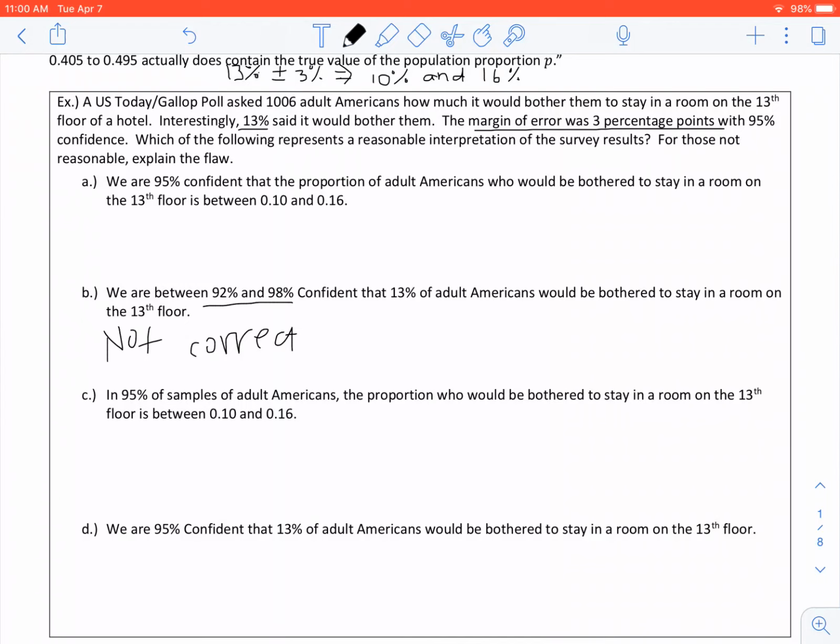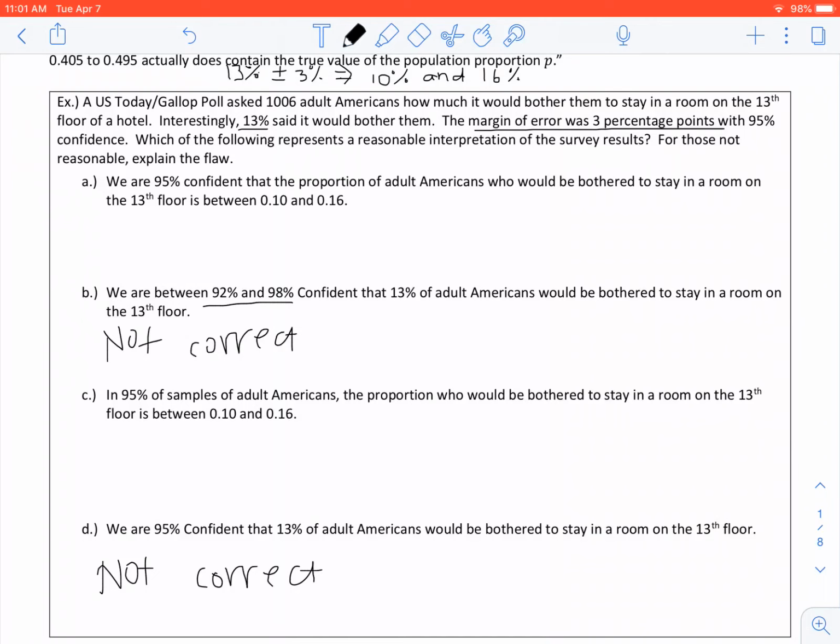Another one that most students will say is incorrect is D. They say this is not correct because it says 13% of adult Americans would be bothered, but we don't know within how much. What's our margin of error? We just don't have that information. So it's missing information in it, or to say the interval that it's between.